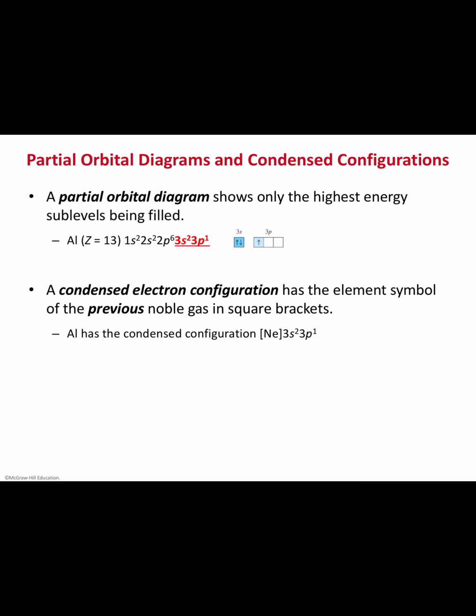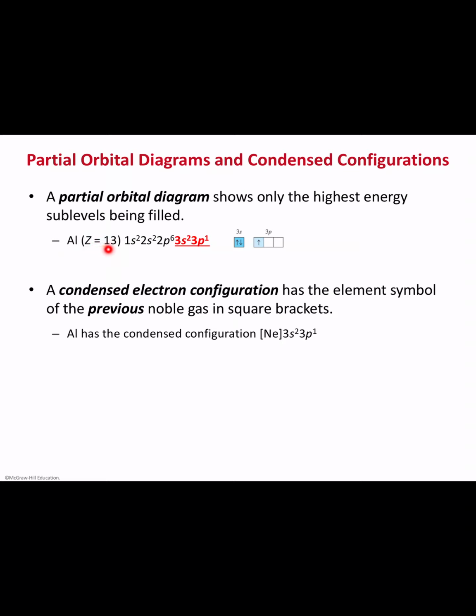So remember we learned last time how you can write electron configuration. You follow that diagram that I showed you, starting with the lowest energy orbital like 1s2, 2s2, 2p6, 3s2, 3p6 and so on. So we can also draw a partial orbital diagram which only shows us the highest energy sublevels being filled. Now here, aluminum's atomic number is 13.